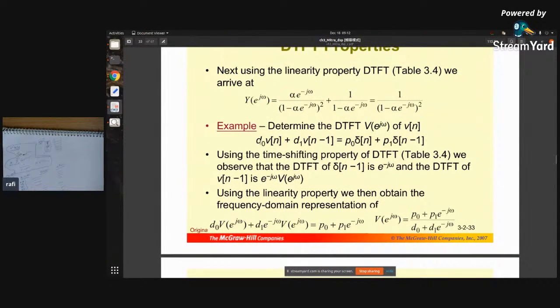Now the second signal: determine the DTFT of v of n. So v of n is given like this. This looks like our constant coefficient difference equation in one sense. In the place of y you have v, and in the place of x you have delta. That means you are giving the input as delta, so v can be your impulse response.